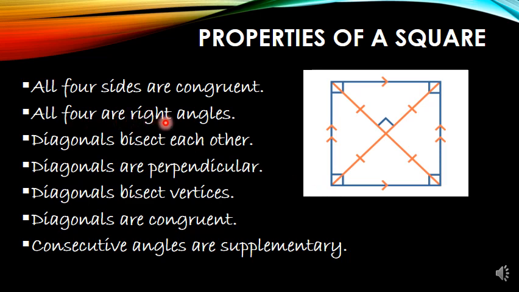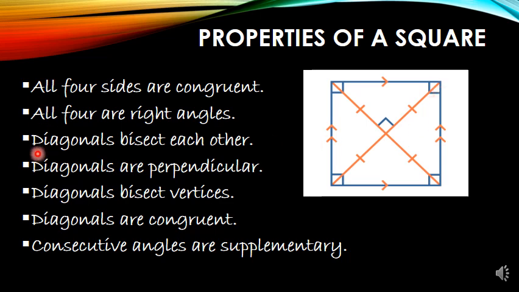And all the four are right angles. All the four interior angles, you can see the interior angles here. Each angle will measure 90 degrees. Be it any square of any measurement in its side, the interior angle will always measure 90 degrees. All the four interior angles are 90 degrees each.